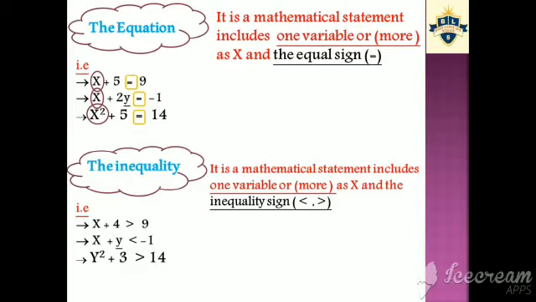What is this? Equation or inequality? Yes, this is an inequality. Why? Because we have a variable x and the sign of more than, so this is inequality. Another example, if we have x plus y less than negative 1. What is this? Equation or inequality? Yes, this is inequality. Why? Because we have two variables x and y and we have the sign of less than, so it is an inequality.